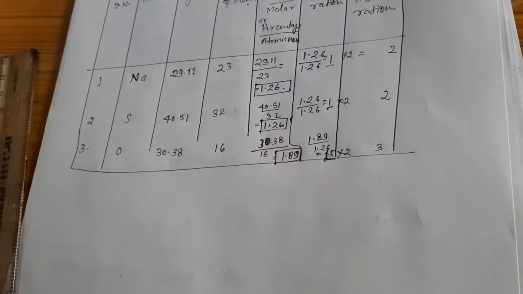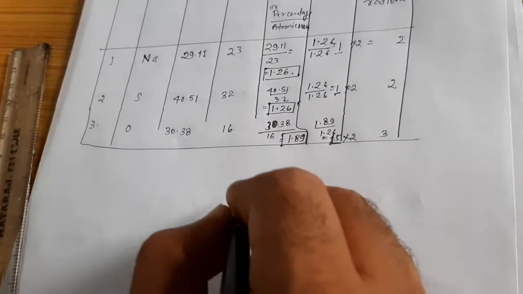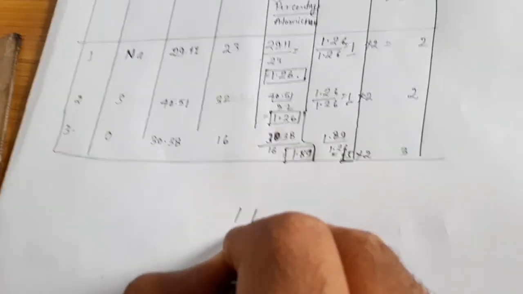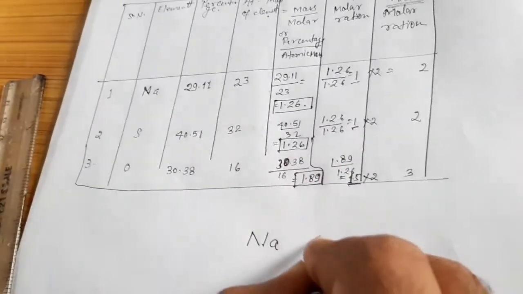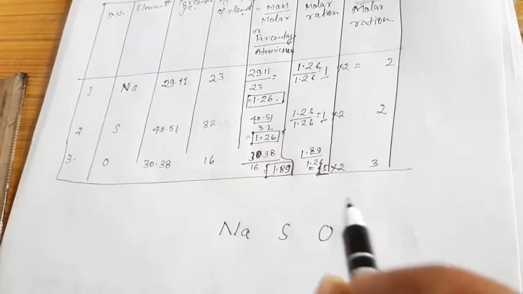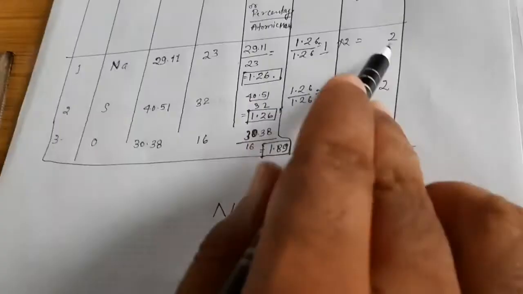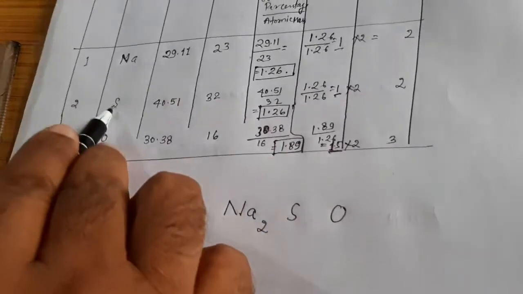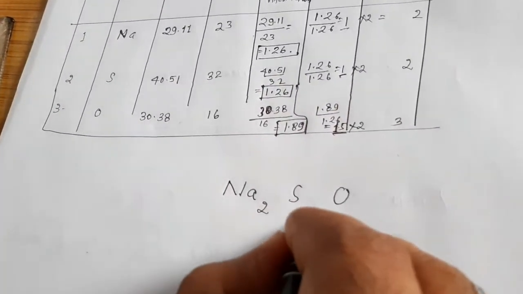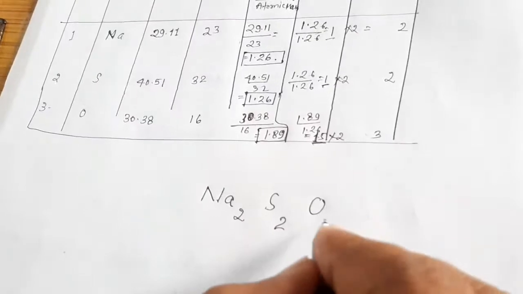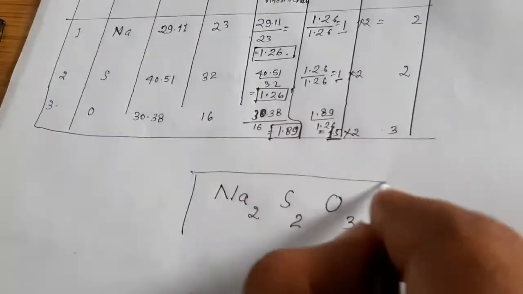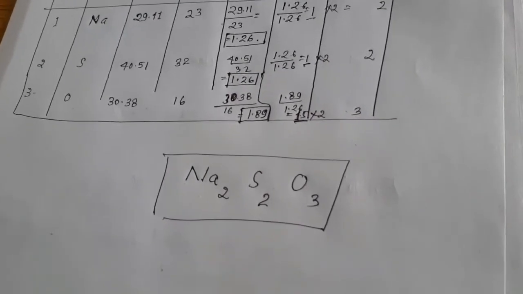In the empirical formula we write Na, then S, then O, and the simplest whole number of sodium is 2, so write here 2. Sulfur is 2, write the 2, and oxygen is 3, so write the 3. It will be Na2S2O3. So this is the simplest empirical formula which we can calculate.